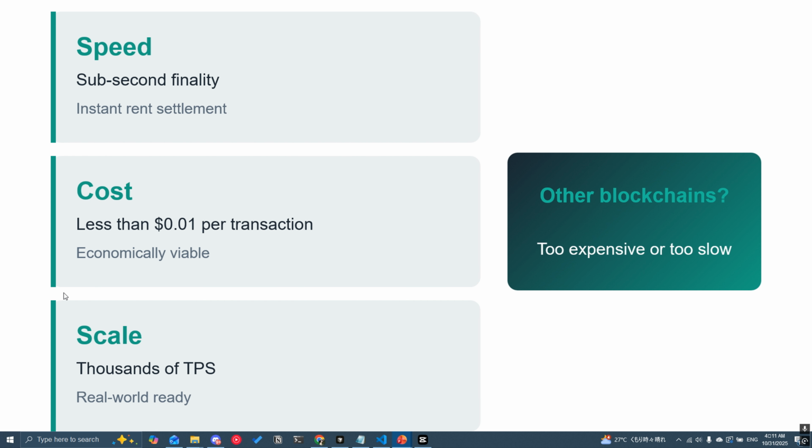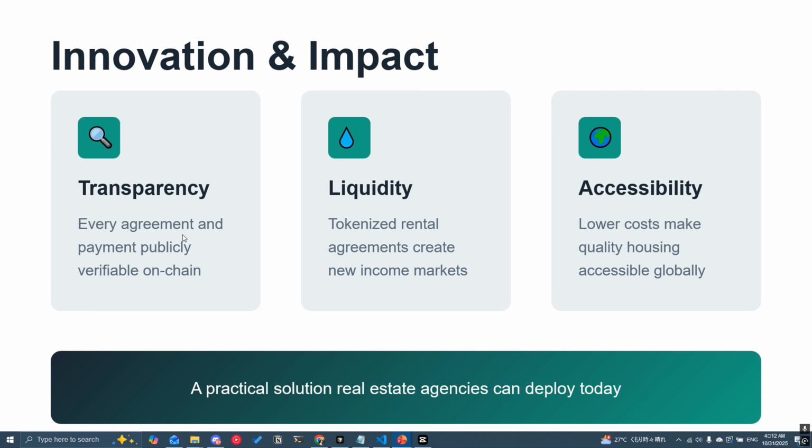So why we choose Solana is for three critical reasons. One is speed. Sub-second transaction finality means rent payments settle instantly, not in days. Two is cost. Transaction fees are less than 0.01, making micropayments and frequent interaction economically viable. And the third one is scalability. Solana can handle thousands of rental transactions per second, making this solution ready for real-world adoption and scale.